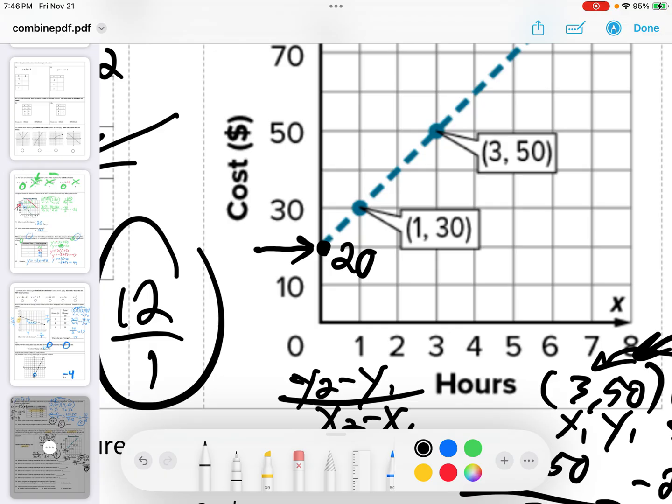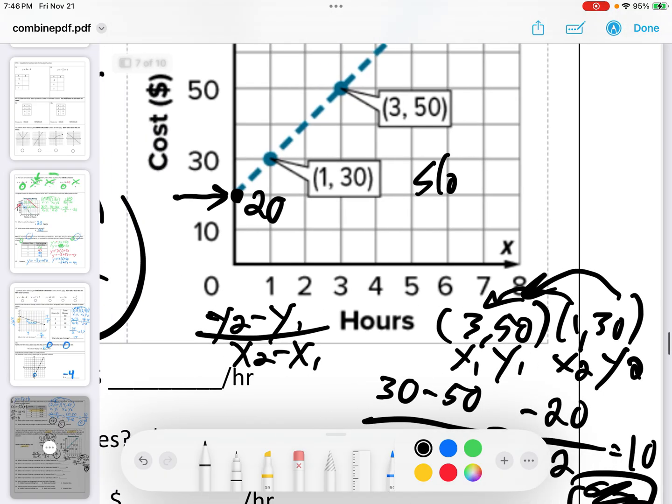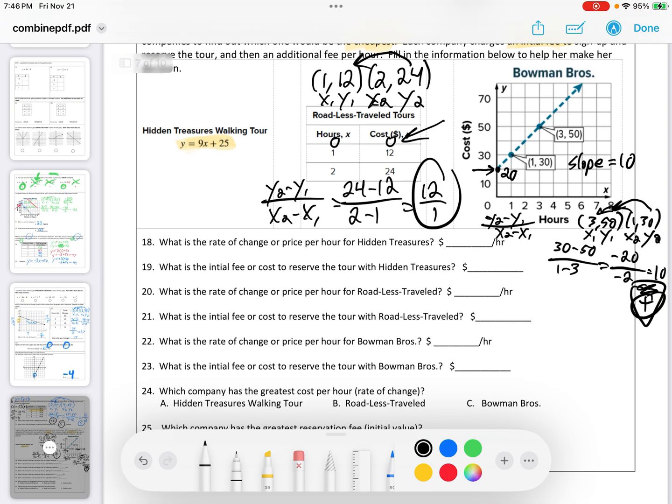Sometimes you can see it just from the graph. And our slope, our rate of change, is 10. All right, now we can compare all the slopes. Let me use a highlighter. 9, 12, and 10. Easy to compare the slopes. Initial values: 25, 0, and 20. All right, I think we're now ready.